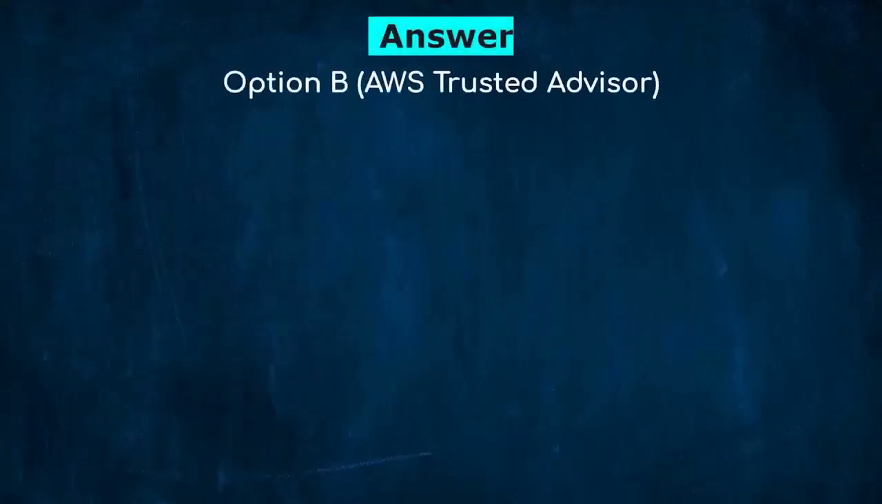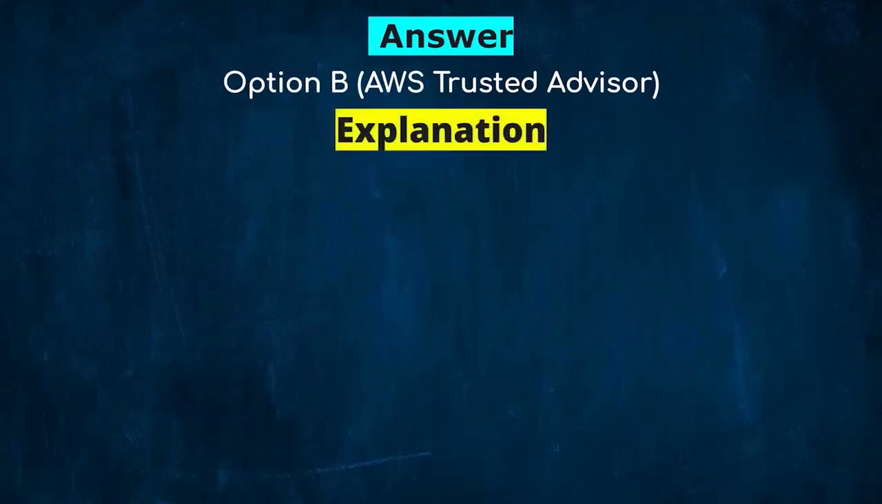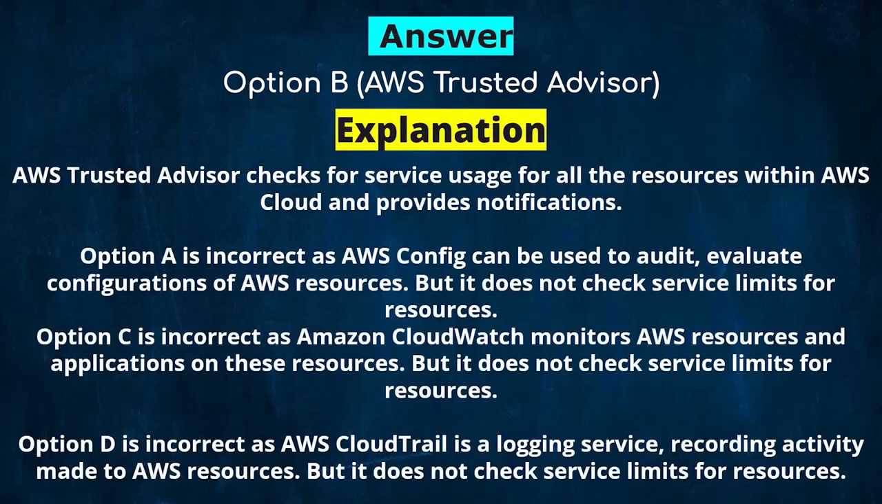AWS Trusted Advisor. Explanation. AWS Trusted Advisor checks service limits for all the resources within the AWS Cloud and provides notifications. Option A is incorrect, as AWS Config can be used to audit and evaluate configuration of AWS resources, but it does not check service limits for resources.